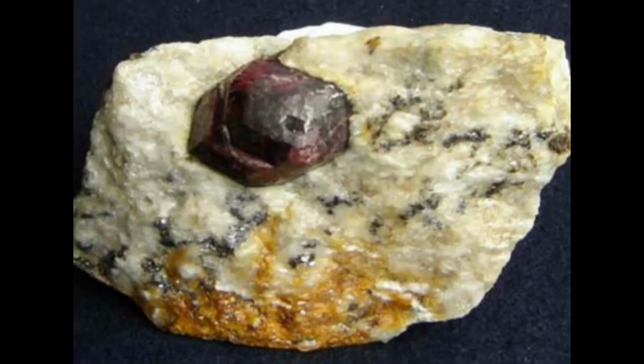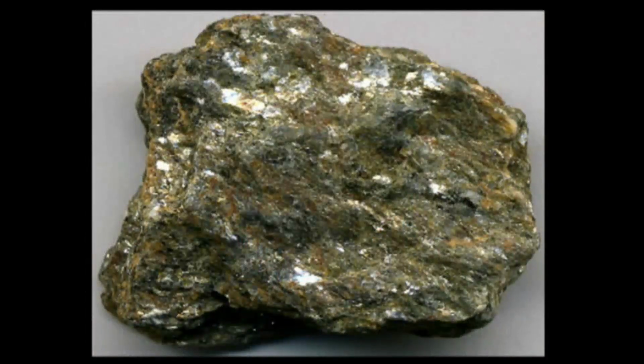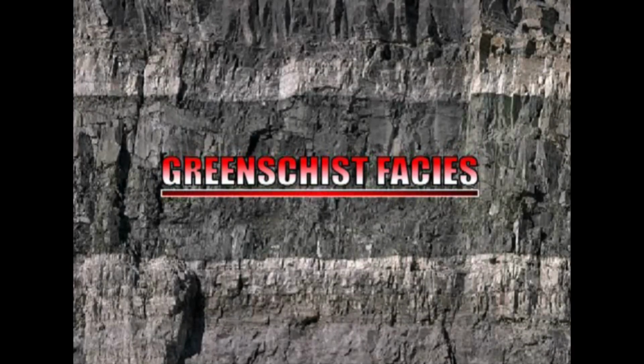etc., in pelitic rocks. The albite with anorthite percent less than 7 along with epidote is a characteristic of this facies. Furthermore, chlorite in presence of quartz and muscovite, chloritoid, and stilpnomelane are the characteristics of this facies.